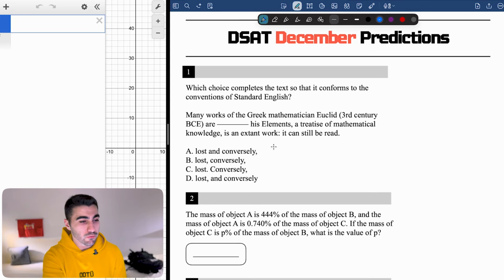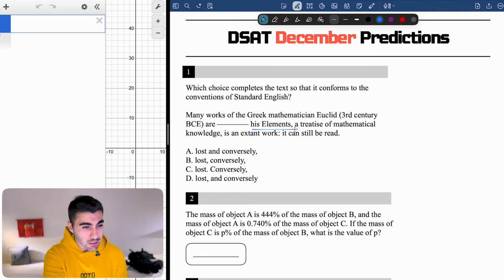All right, so the first prediction that we have is an English question. As unusual, this is the first time that we are solving an English question, so I just said, why not? Let's just do it. So this question says, many works of the Greek mathematician are blank. His Elements, a treatise of mathematical knowledge, is an extant work. It can still be read.